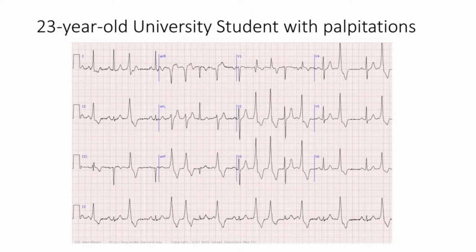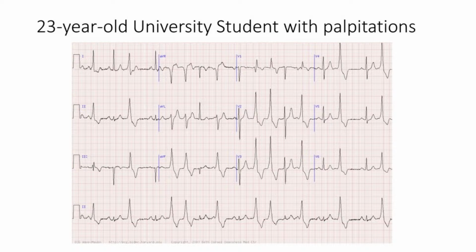Okay, Dr. Windago, what do you think? Not sure where they are coming from, but let's see. If we look at the pattern from V1, it's looking like a right bundle branch block pattern. But then when you go to V6, you still have that. So it's difficult to tell, but if it's coming from somewhere in the septum, it could give you this appearance. But let's look at it.